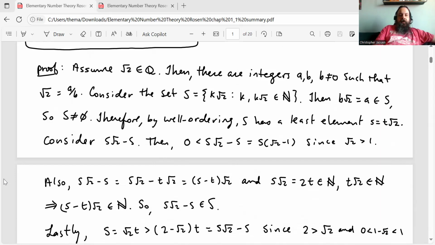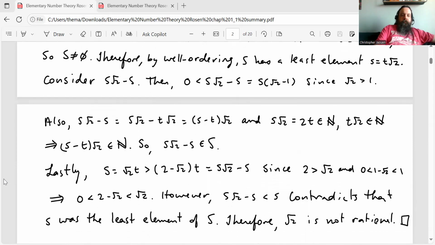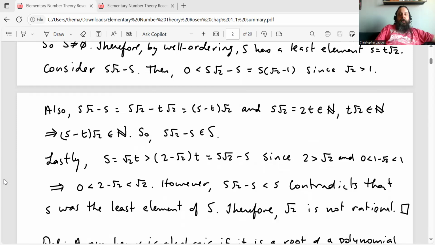We'll call that little s. Then consider the natural number s root 2 minus s. Then 0 is less than s root 2 minus s, which is equal to s times (root 2 minus 1), since square root 2 is bigger than 1. Also, s square root 2 minus s is equal to s times square root 2 minus t square root 2, which is equal to (s minus t) times square root 2.